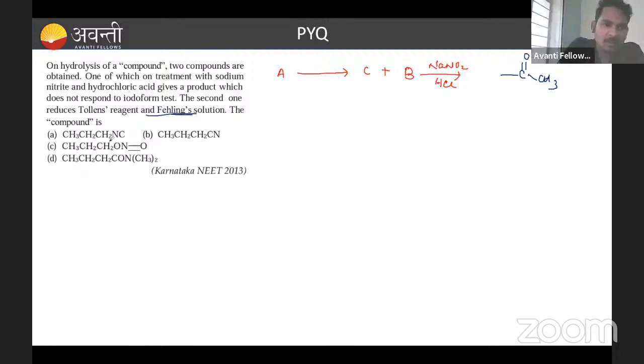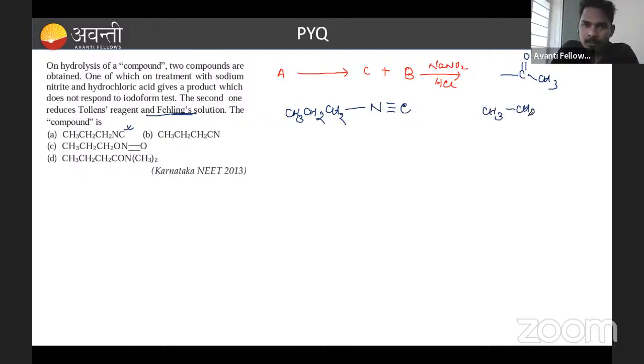So if we hydrolyze this one, first one, CH3 CH2, and after that we have NC, and we have this one also, CH3 CH2 CN. Everyone understood this? Okay, now let's see. Do the hydrolysis of this one. What is the substance we'll get? We'll get this one, CH3.